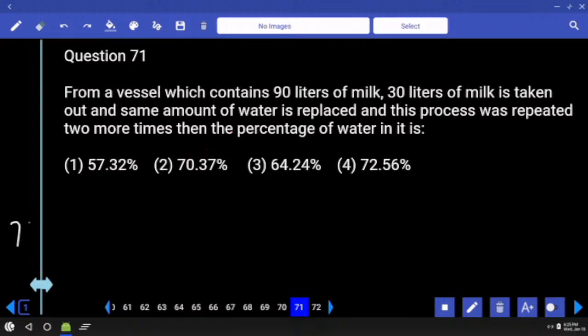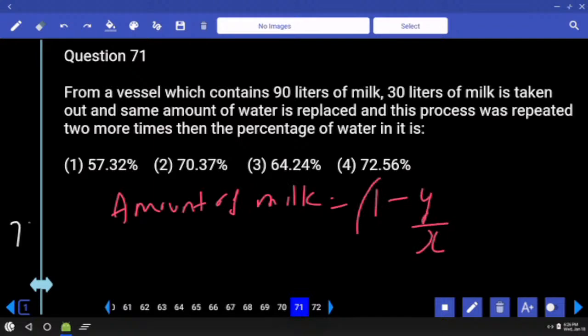From a vessel which contains 90 liters of milk, 30 liters of milk is taken out and the same amount of water is replaced. And this process was repeated 2 more times, so 3 times totally. Then the percentage of water in it. Whenever you do this process, if you want to find only the percentage, not the amount of milk or water, he has asked percentage only. Amount of milk percent is given by 1 minus y by x whole power n.